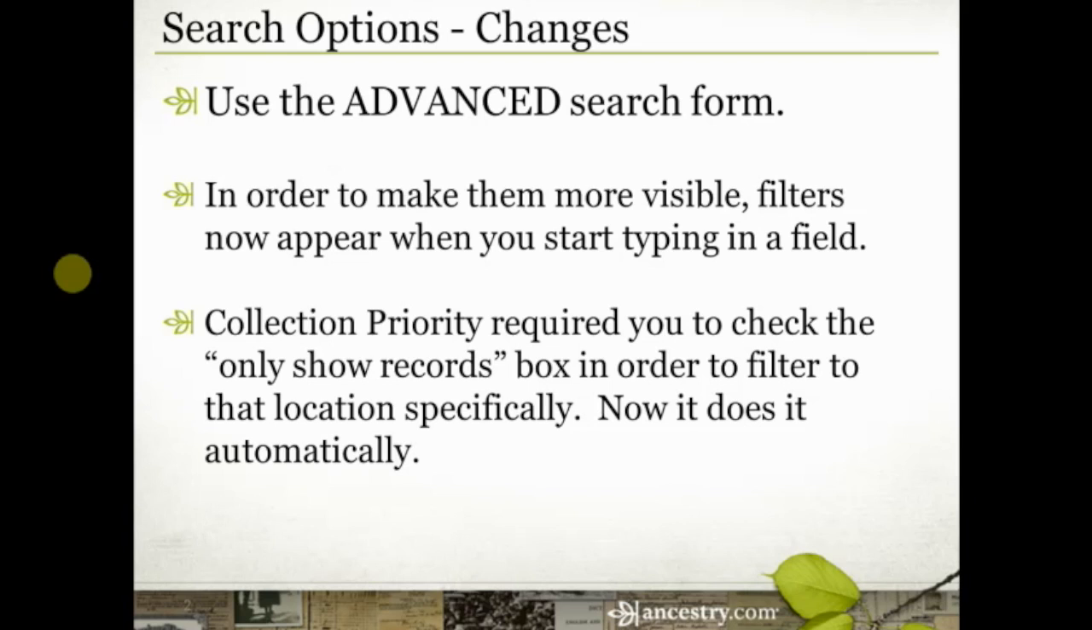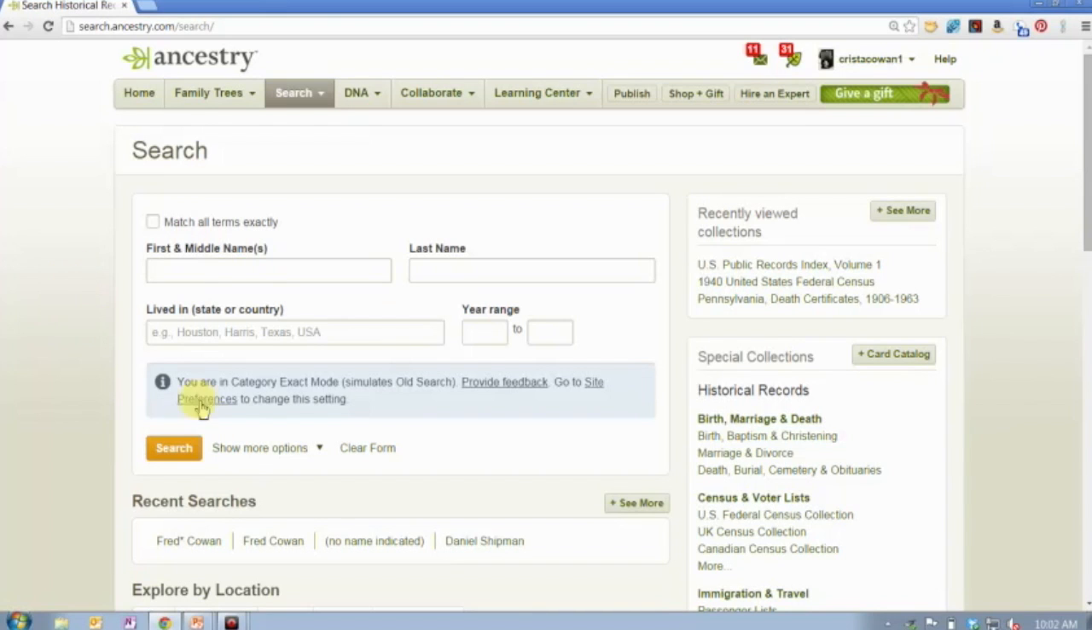Okay, the next change that we made has to do with the collection priority. Some of you didn't even know there was a collection priority. Those of you who were using it didn't understand that it was just to give priority to certain records, not to limit to certain records. In order to limit to certain records, you used to have to set the collection priority and then also check a little box. Now you do not have to check that extra box. So we've removed a step.